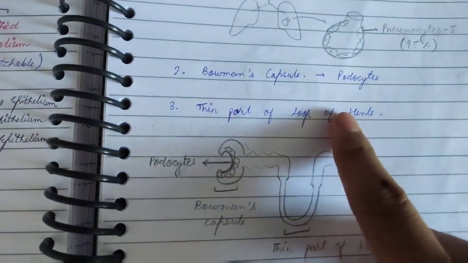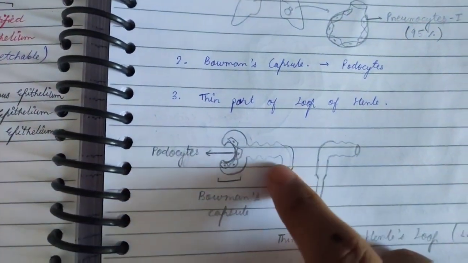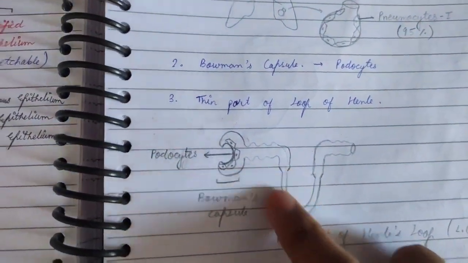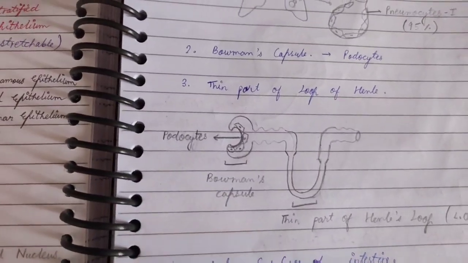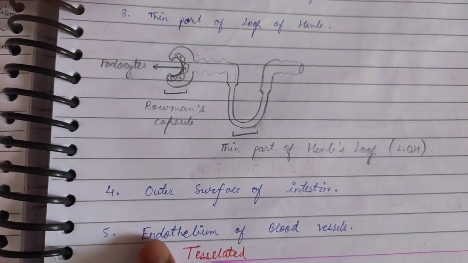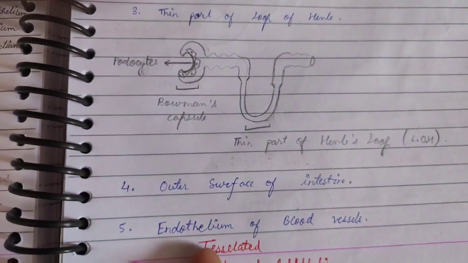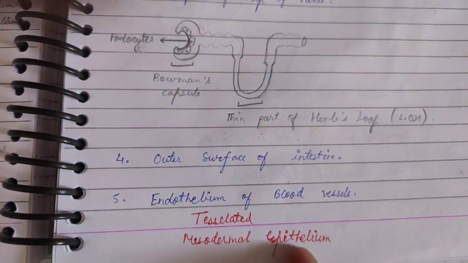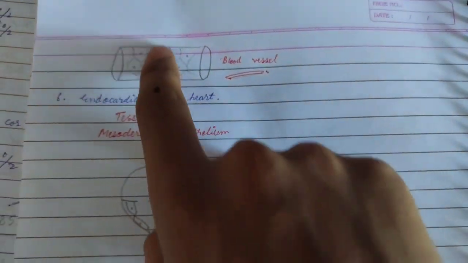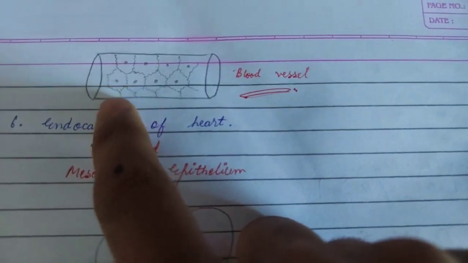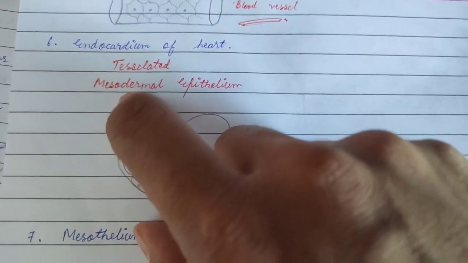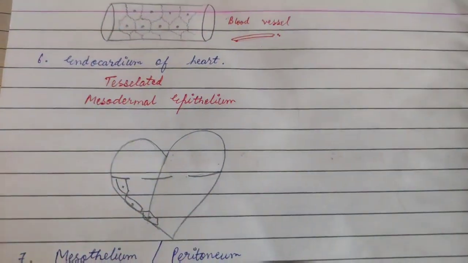Now the thin part of loop of Henle. See, this is the thick part of loop of Henle and this is the thin part. Simple squamous epithelium is present in the thin part of loop of Henle. Now, as we discussed about the outer surface of intestine, next is endothelium of blood vessels. In endothelium of blood vessels, tessellated mesodermal epithelium is present. See this blood vessel, and tessellated type of epithelium is present. Next is endocardium of heart. Here also tessellated mesodermal epithelium is present.